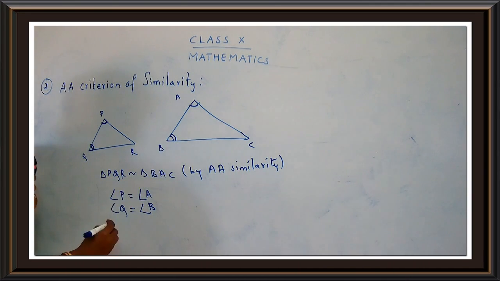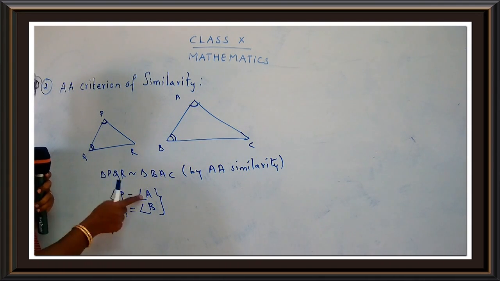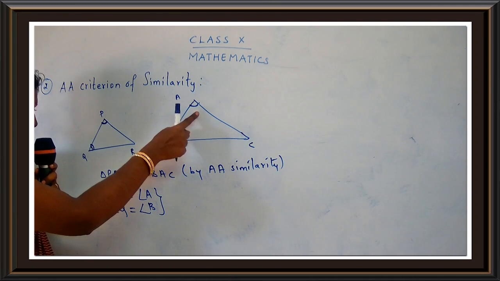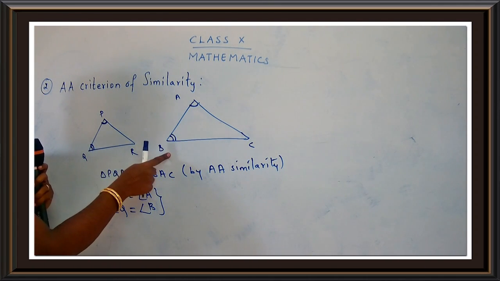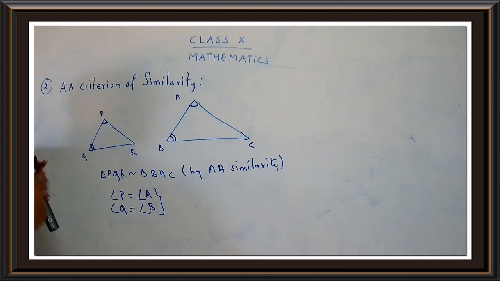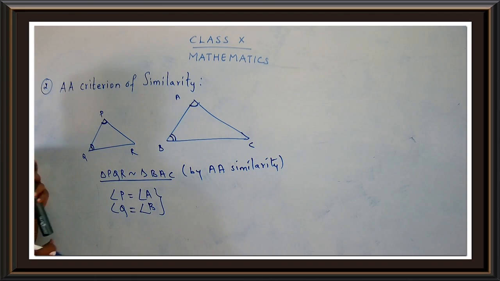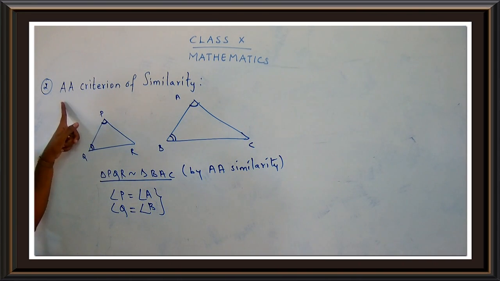Since I have found two conditions based on angles, that is angle P equals angle A and angle Q equals angle B, if you are showing such a condition, we can say that triangle PQR is similar to triangle BAC by AA similarity. AA means angle similarity. What is the meaning of AA? Angle.